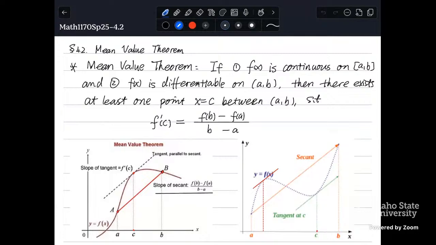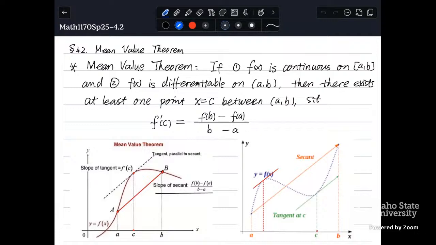So what the mean value theorem tells us is that if the function is differentiable in this interval, then this function must have a particular point in between such that the slope of the tangent line at this point is the same as the slope of the secant line between the endpoints. Does this make sense?